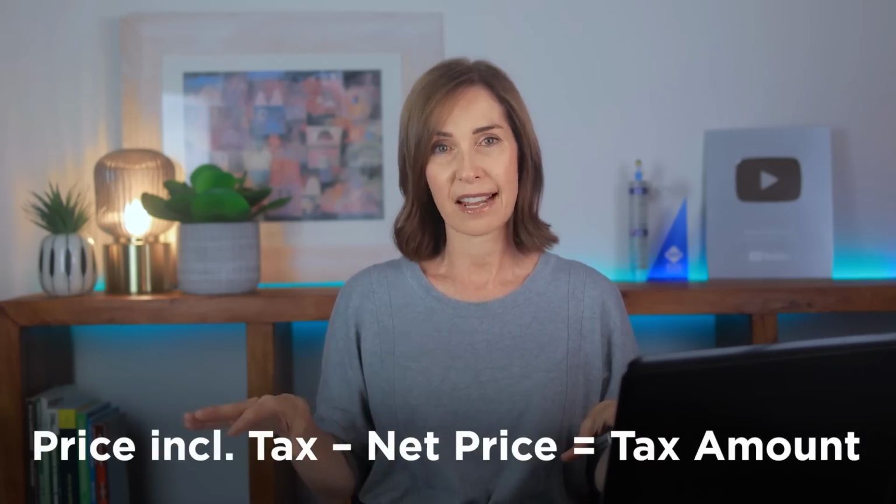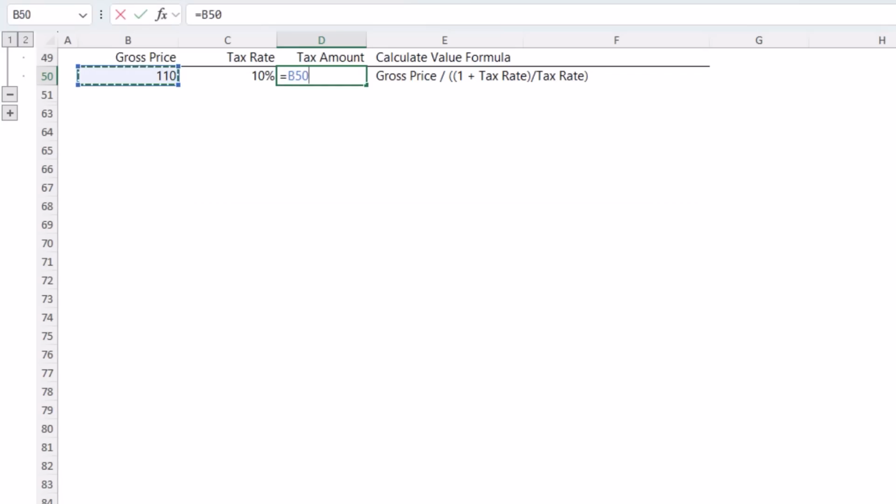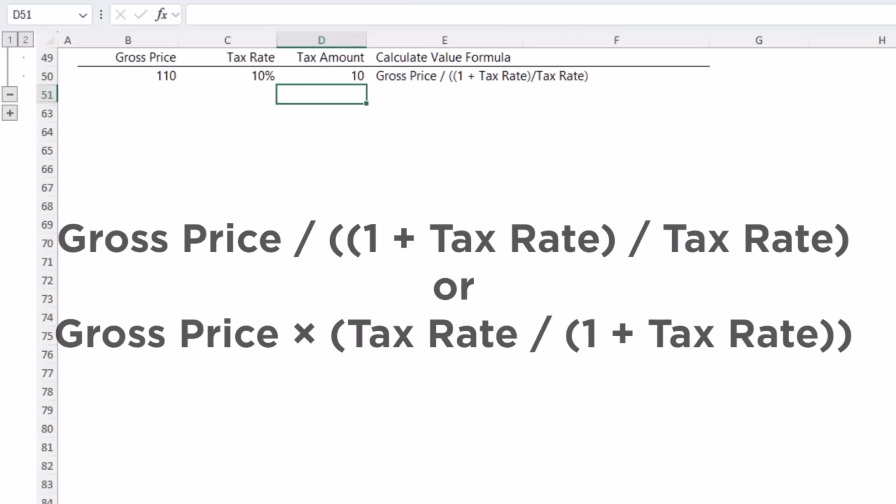Next, you need to calculate the tax amount included in the price so you can pass it on to your tax department. Of course, you could simply take the price including tax minus the net price, but that's 2 steps. So let's look at how you can calculate the tax amount directly from the gross price. For this, we take the gross price divided by, and we need to open 2 parentheses. The first component is 1 plus the tax rate, close parentheses, divided by the tax rate, and close parentheses on our denominator, and you can see we find the amount of $10. Or you can flip it. Gross price times tax rate divided by 1 plus the tax rate gives the same result.